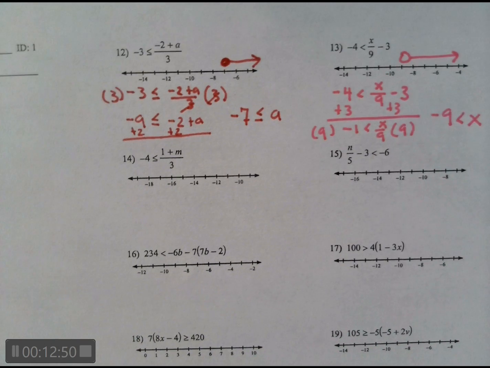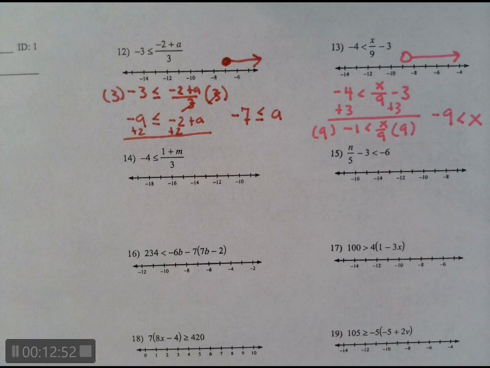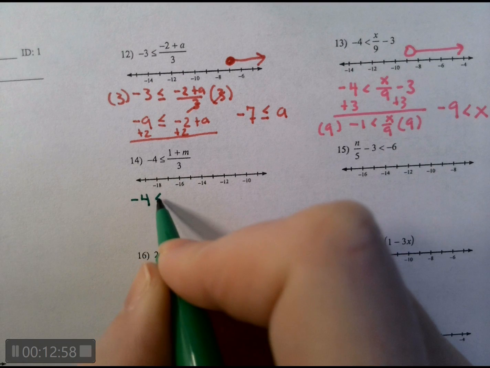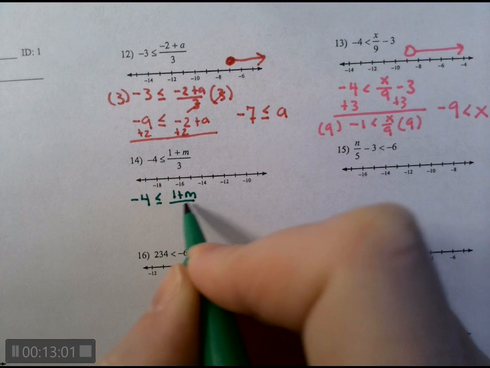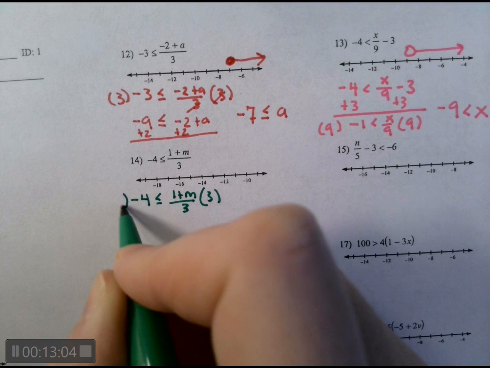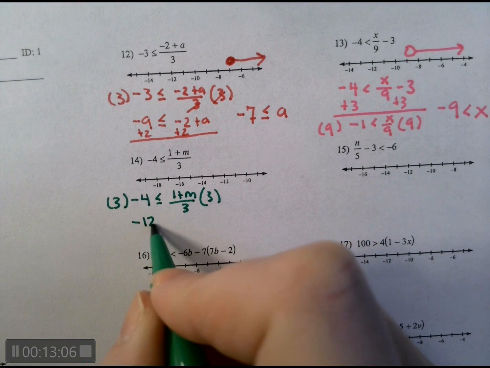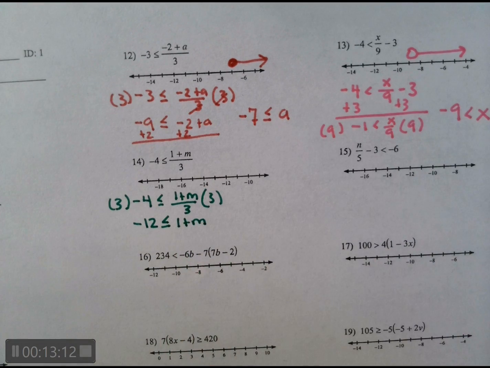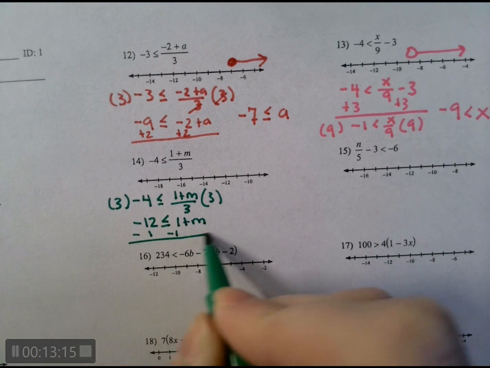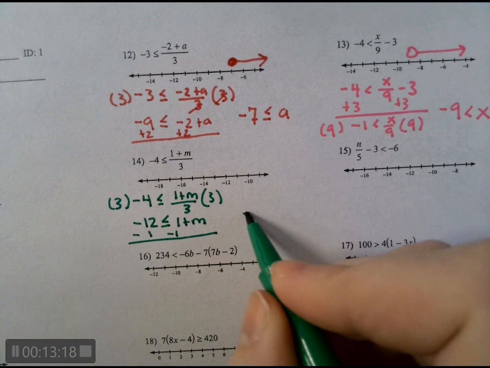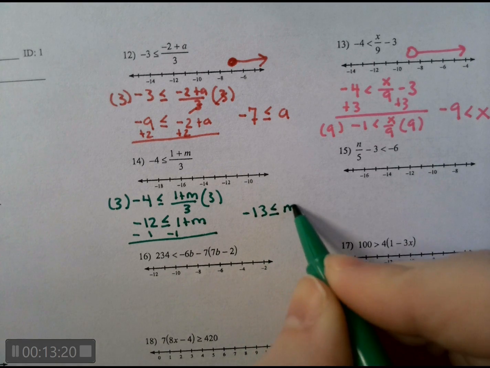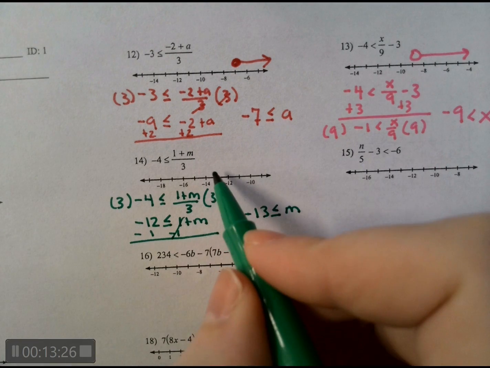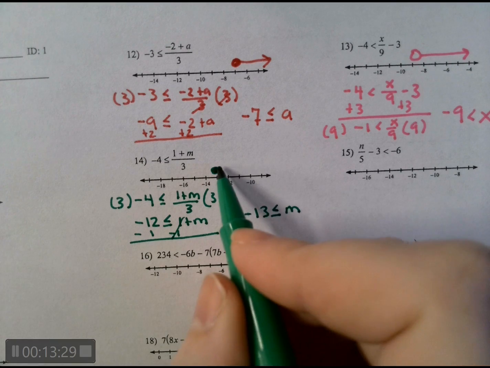Okay? Alright, 14. Look at that fraction. Is there anything beside the fraction? Nope. So we can just go ahead and multiply by that 3. Again, I'm just copying down the problem. And now I'm going to multiply by 3. So negative 12 is less than or equal to 1 plus m. Subtract 1 from both sides. And I'm going to bring it over here. So negative 13 is less than or equal to m, because our 1's cancel out. Okay, so we have negative 13, and then m is greater than.